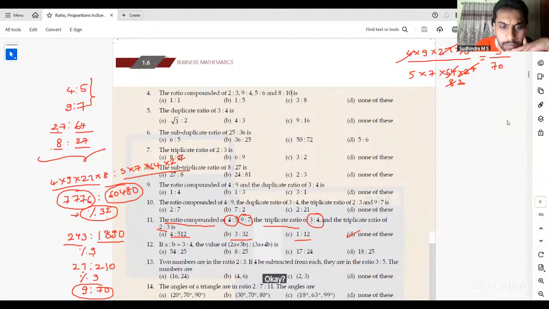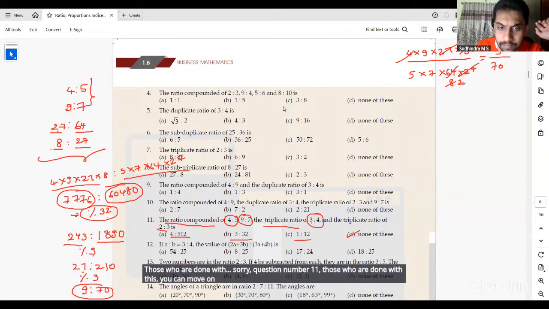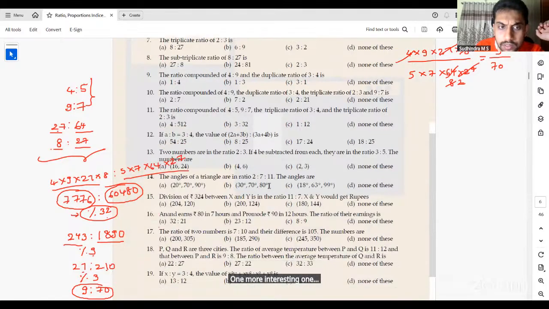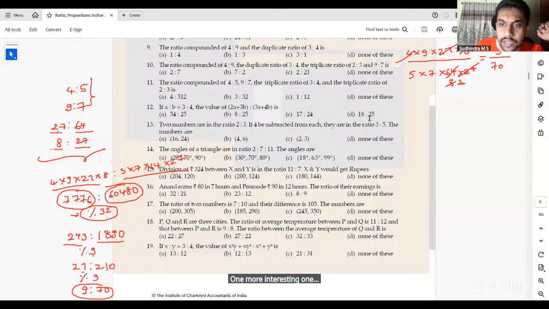Okay, this is question number 11. Those who are done with this, you can move on to question number 13. One more interesting one. Question number 13. It's here.